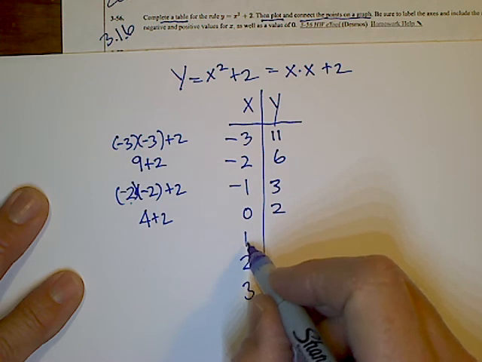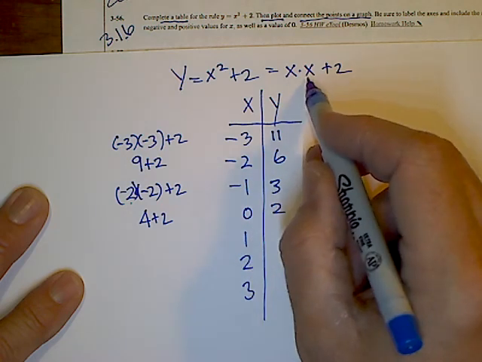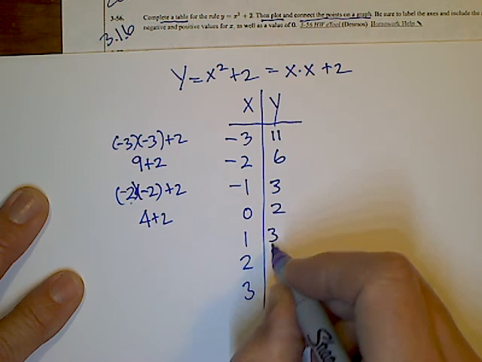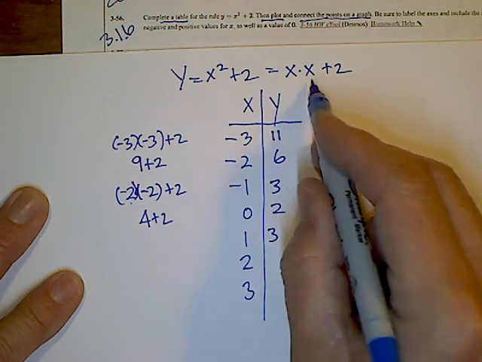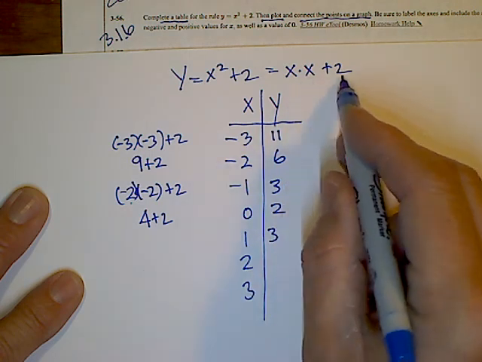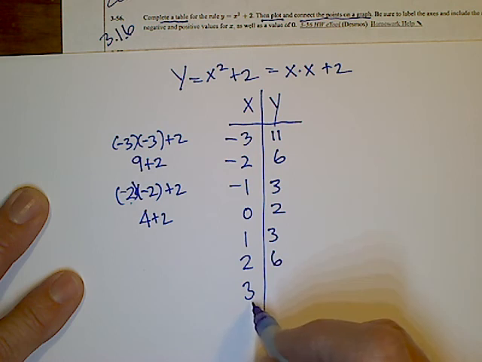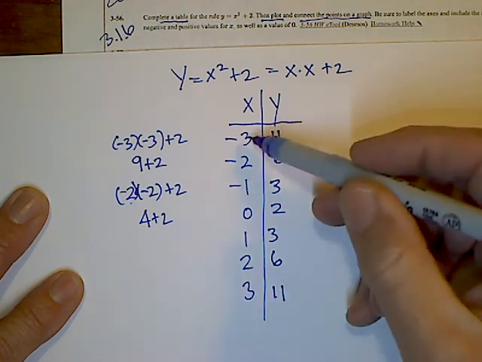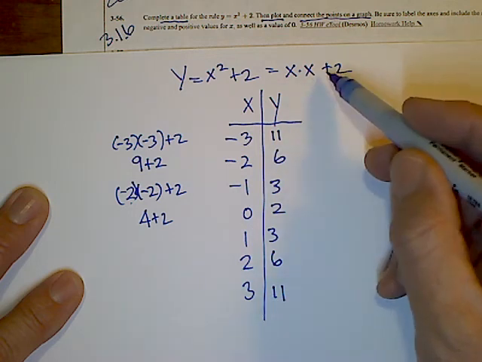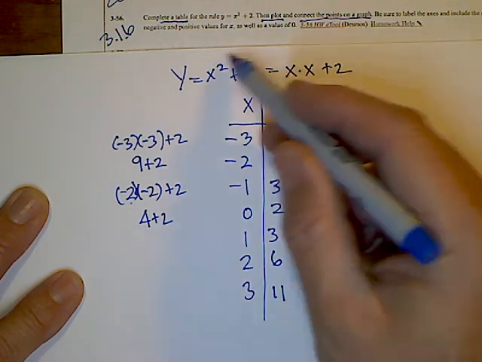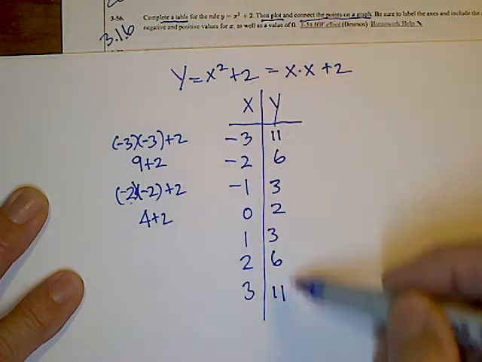And then put a positive 1 in. So 1 times 1 is 1, plus 2 is 3. 2 times 2 is 4, right? Plus 2 is 6. And then 3 times 3 is 9, plus 2 is 11. So putting my x values into this rule here gives me these corresponding y values.